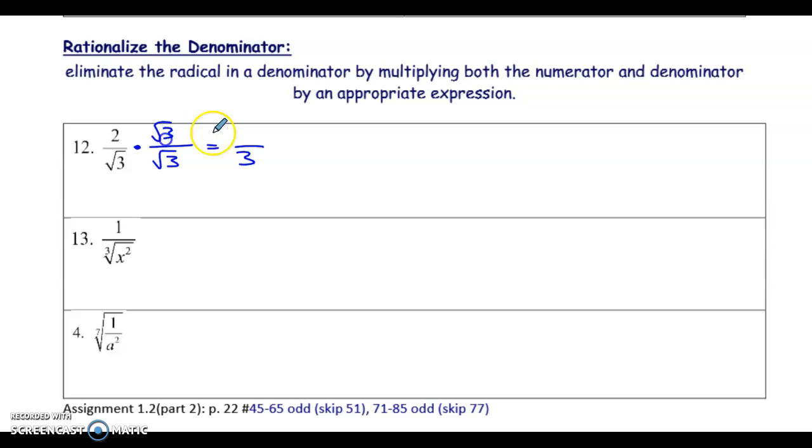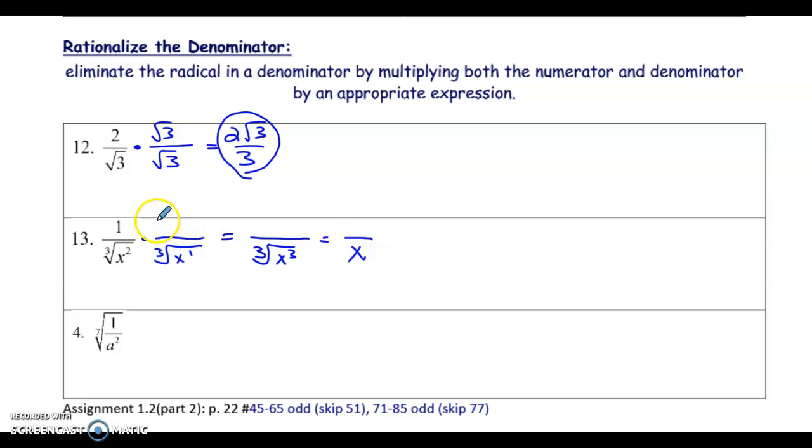Do it to the numerator. So 2 times the square root of 3, all over 3. Okay, number 13 gets a little bit trickier because it's the cubed root. So you can think, okay, what am I missing to make this a perfect cubed root of x cubed? So we are missing x to the first power, because now I can add those exponents. 2 plus 1 is 3, and the cubed root of x to the third will just be x.